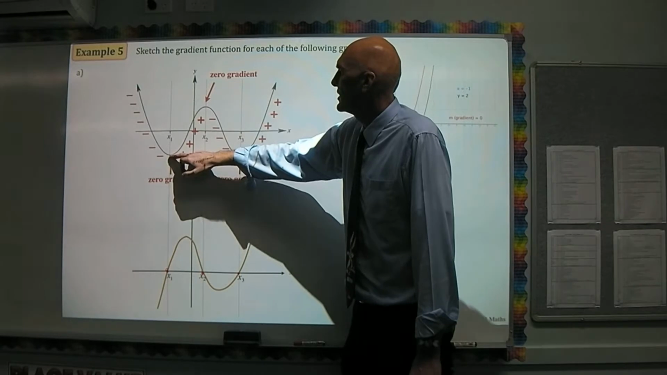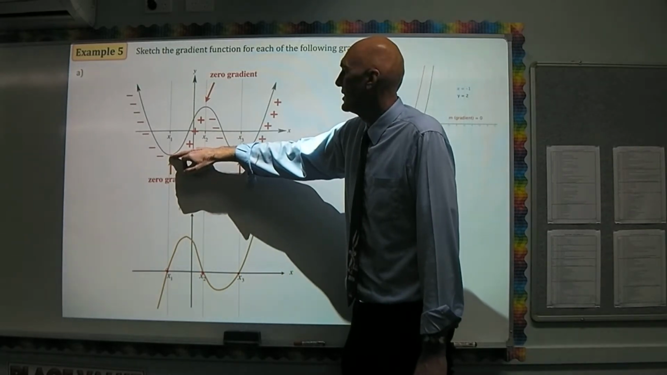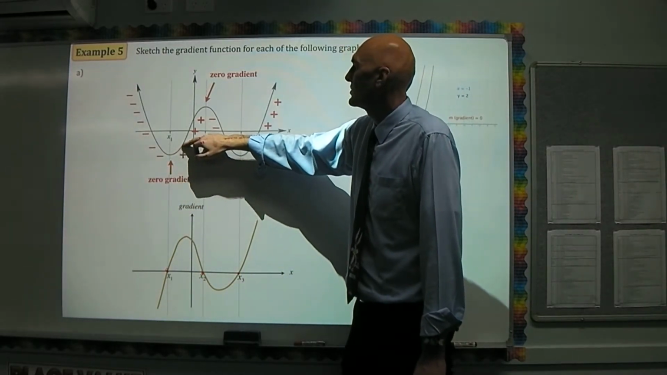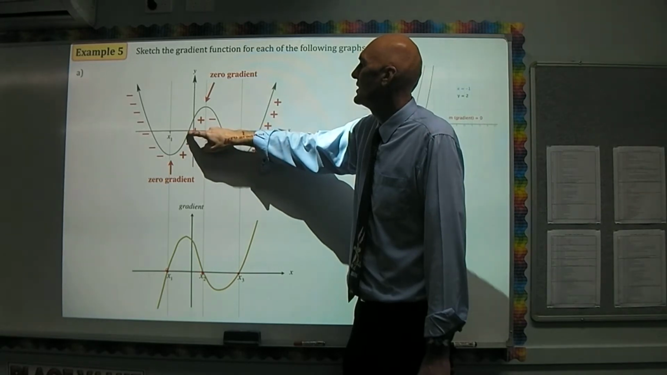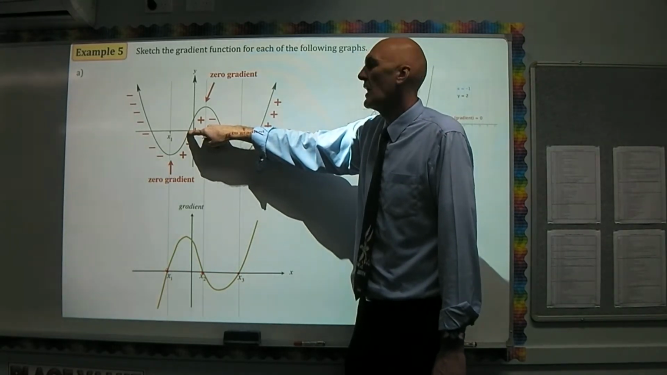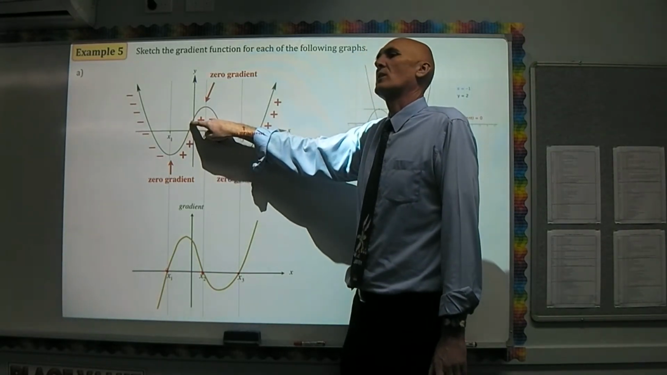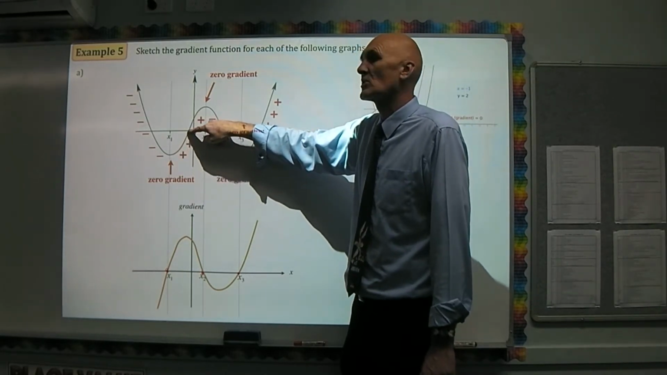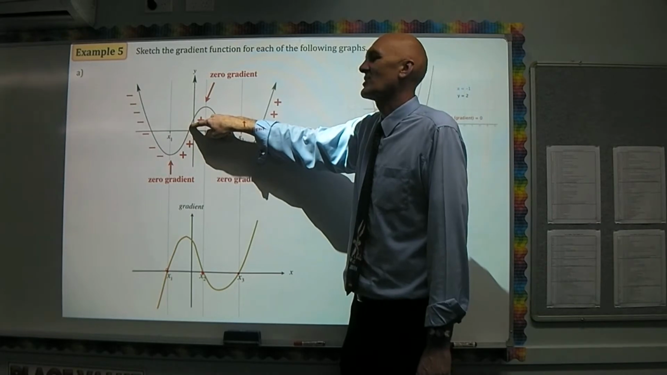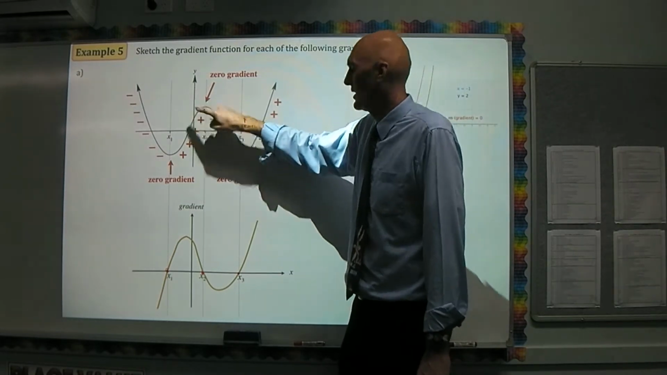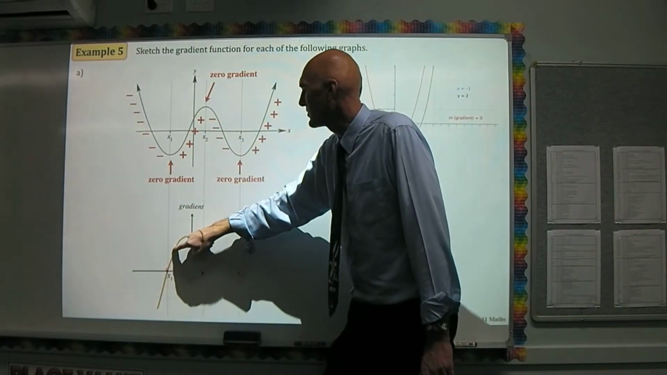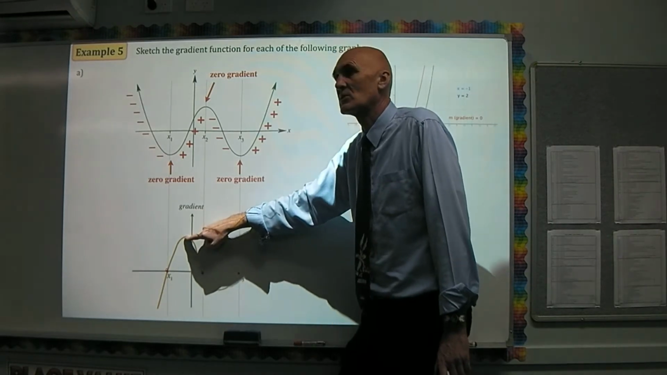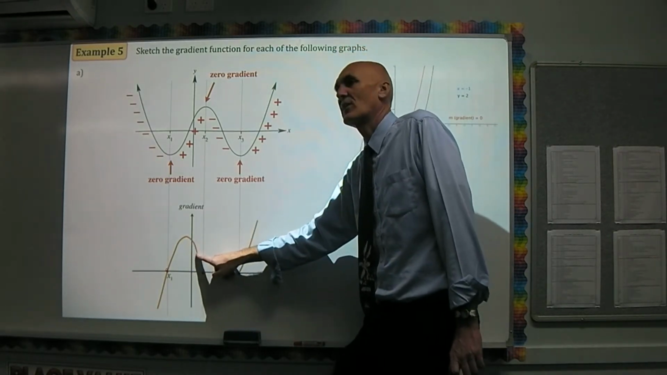What's actually happening is it starts off at a 0 gradient and it gets steeper and steeper until it hits that spot there, and then it starts to flatten off again. So it's getting steeper and steeper, reaches its maximum steepness, and now it's starting to ease off again until it gets flat.